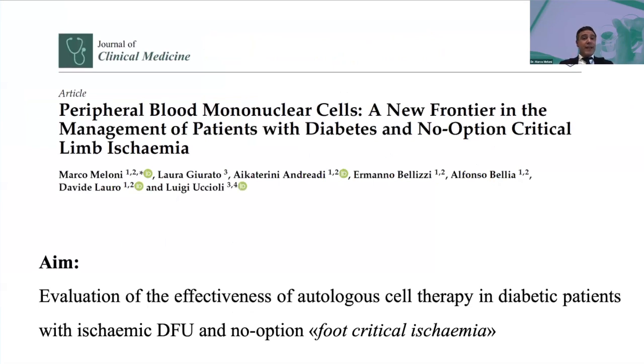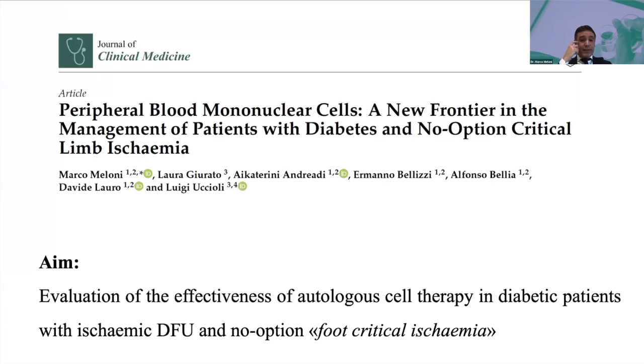The Italian school in the last years was the most active school in the development of clinical trials, retrospective and sometimes prospective, on the usefulness and effectiveness of cell therapy in patients with no-option critical limb ischemia. And also our research group at Tor Vergata University performed some studies about the effectiveness of peripheral blood mononuclear cells in this kind of patient.